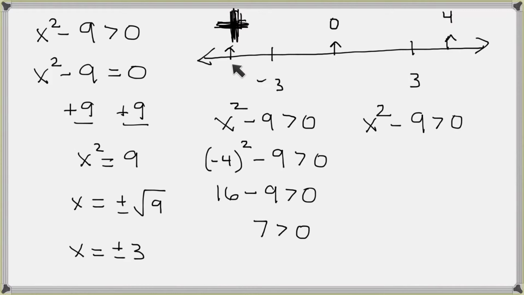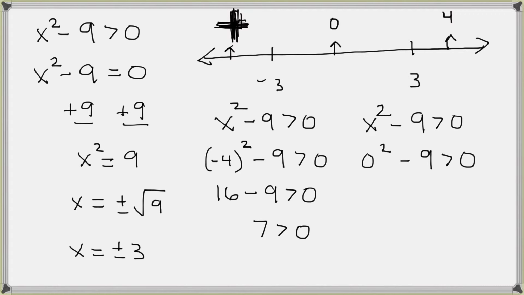So in other words, not only when I plug negative 4 into x squared minus 9 will I get a positive number, every number on this piece, to the left of negative 3, when I substitute any of those numbers in, I will also get a positive in x squared minus 9. So, all right, next up I would do the same thing with 0.